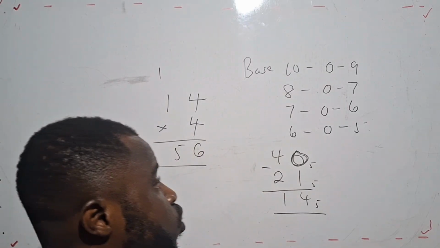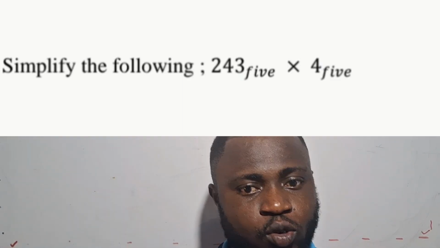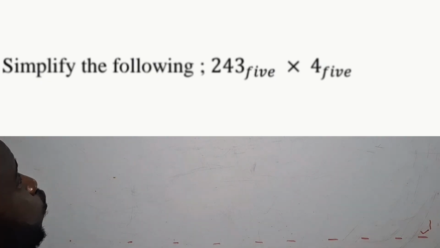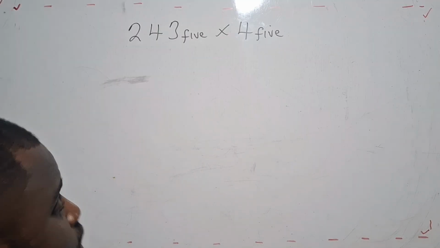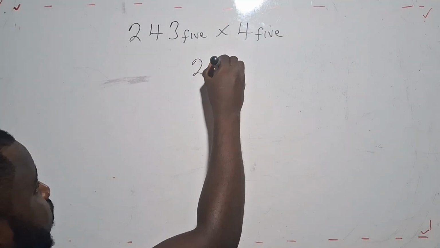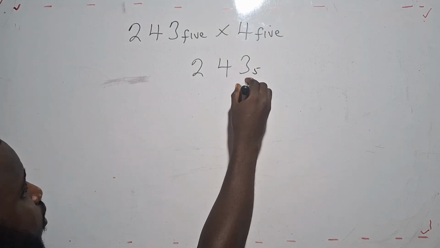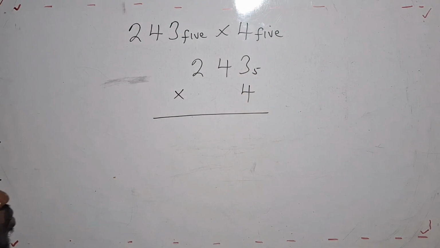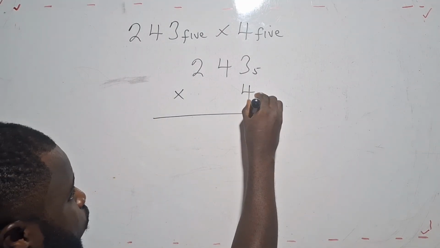So we are quickly going to take our first question to see how the multiplication is done. As the first question is posted on the screen, we have to multiply 243 base 5 times 4 base 5. So let's write the numbers vertically, base 5, then we multiply. Now 4 times 3 is 12.